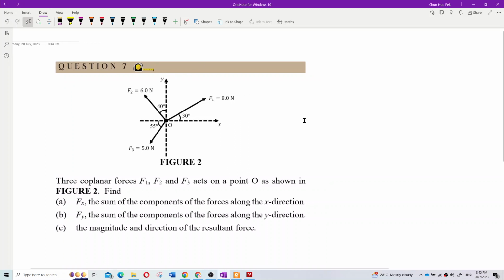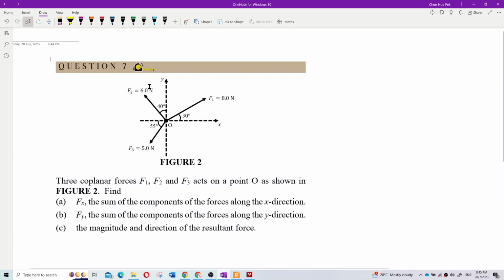Okay, so we have three forces here. I need to find Fx, the sum of components in the x direction, and then the sum of forces in the y direction, that is Fy. Then we need to find the magnitude and direction of the resultant force. That means we need to use the Pythagoras theorem. Finally, we do tangent theta and then inverse tangent to find the angle theta, above or below the positive axis or negative axis. So let us do it.